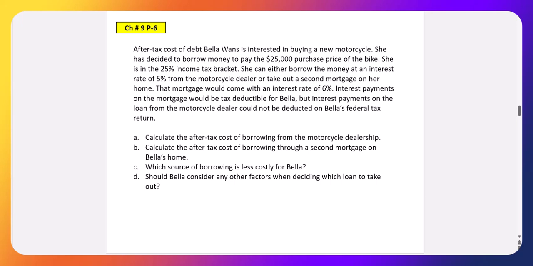We have 4 things to consider. A, we're going to calculate the after-tax cost of borrowing from the motorcycle dealership. B, we're going to calculate the after-tax cost of borrowing through a second mortgage on Bella's home. C, which source of borrowing is less costly for Bella, and should Bella consider any other factors when deciding which loan to take out.